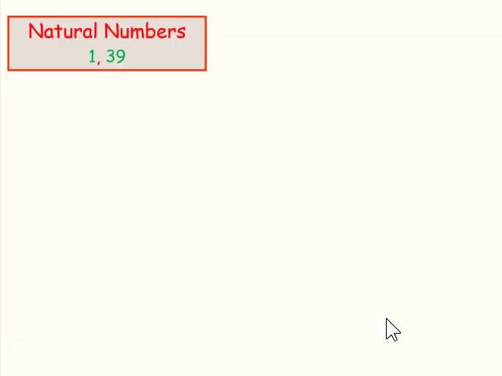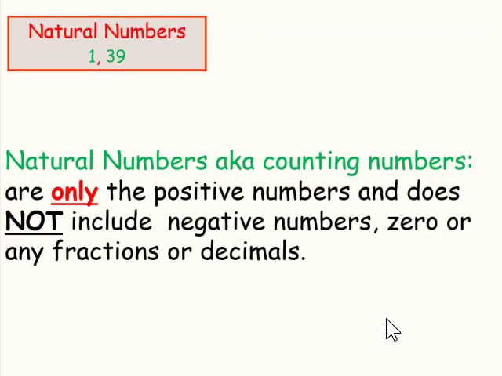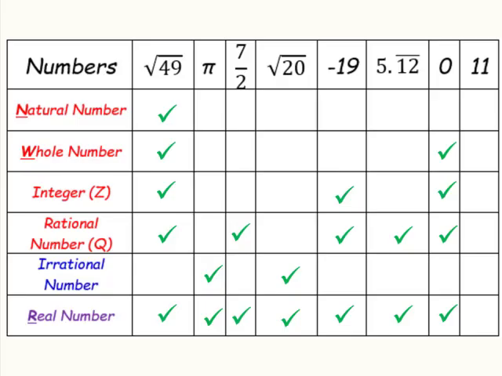And the last one, 11. That's a natural number. Natural numbers, also known as our counting numbers, are only the positive numbers, and they do not include negative numbers, 0, or any fractions or decimals. Since 11 is a natural number, it's also a whole number, it's also an integer, it's also a rational number, it's also a real number. This concludes the lesson for today.